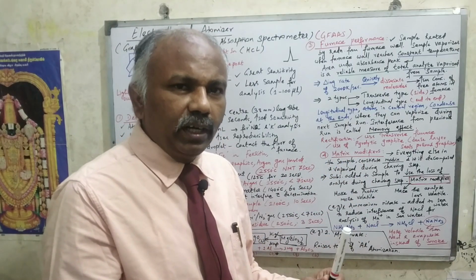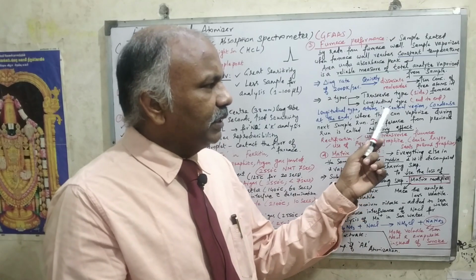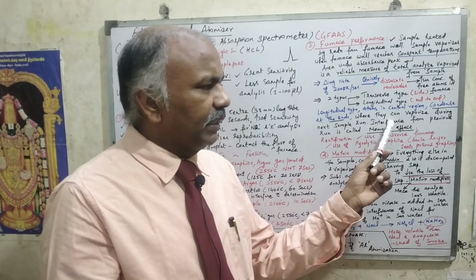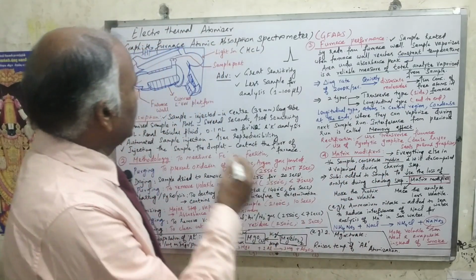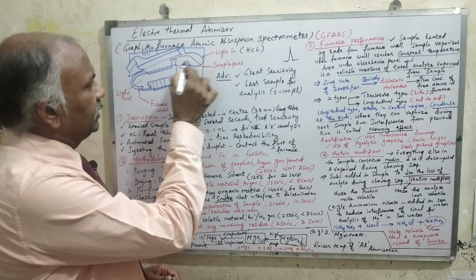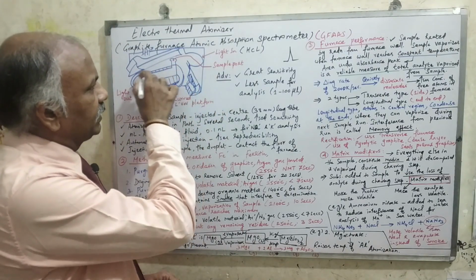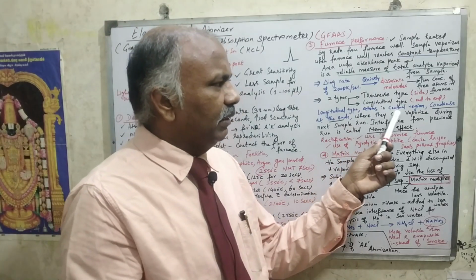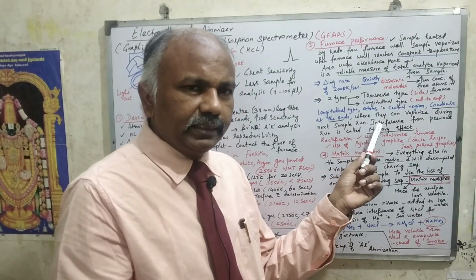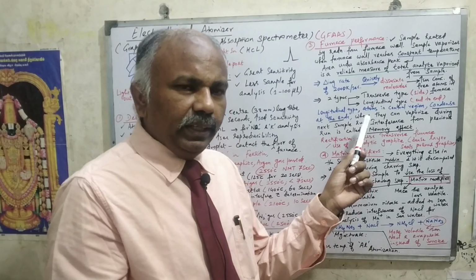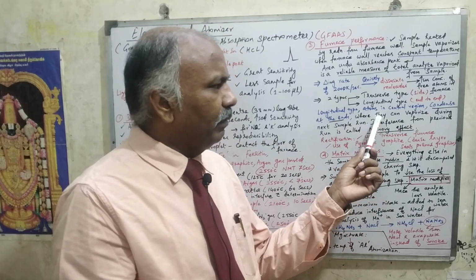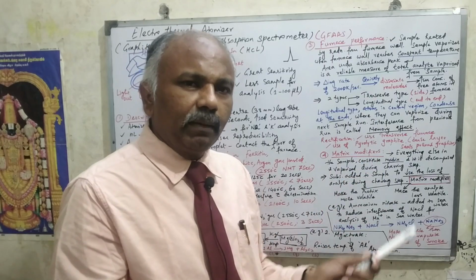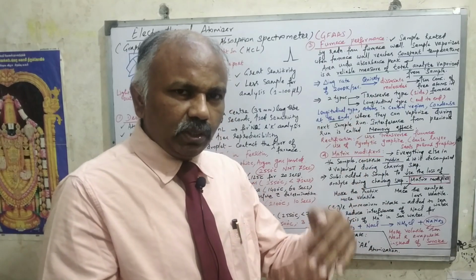Particularly in the longitudinal type, the atoms in the central region will condense at the ends. So what will happen? The atoms from the central region will try to condense at the ends. When they are condensing at the ends, what will happen? They can vaporize during the next sample run, because the next sample is also coming there.